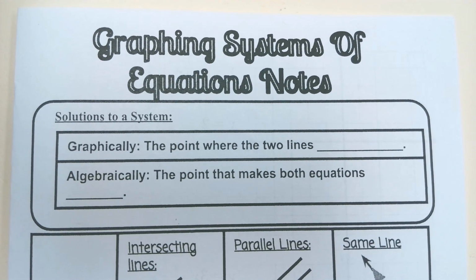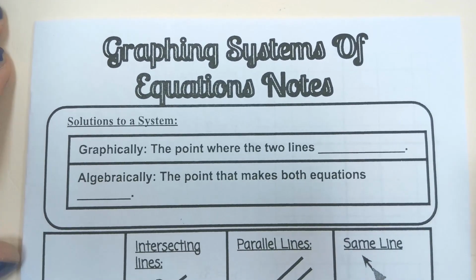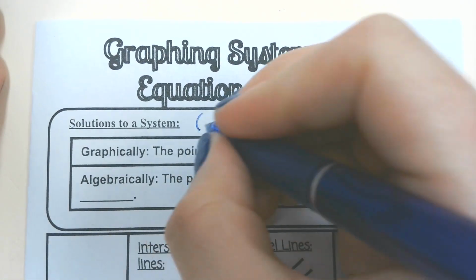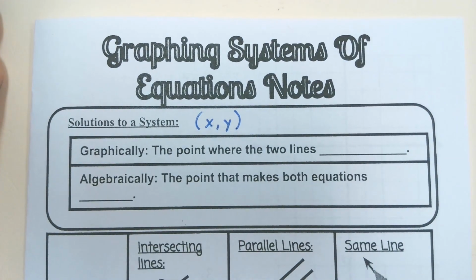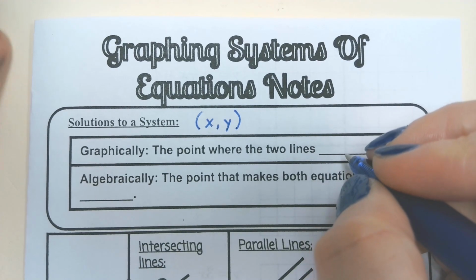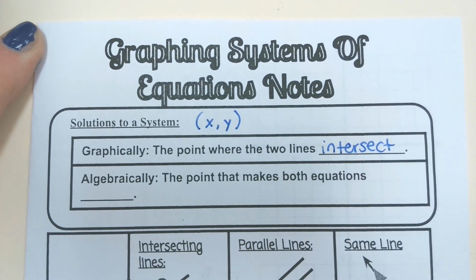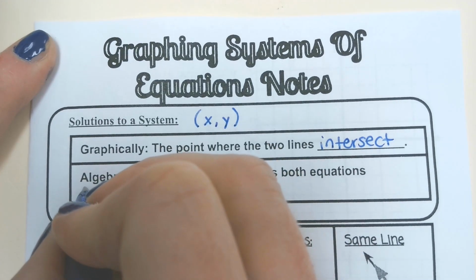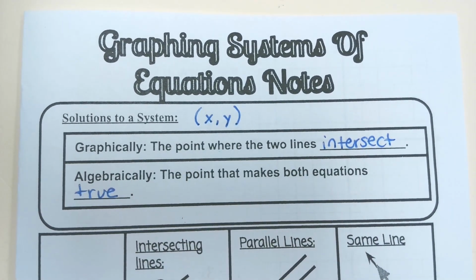We are going to graph systems of equations. A solution to a system is when you have two equations and you're looking where they have the same values for x and y. Whenever you do this graphically, you are looking at the point where the two lines intersect. Algebraically, it's the point that makes both equations true. So they will both have that point, x comma y, whatever it is, 3 comma 1.